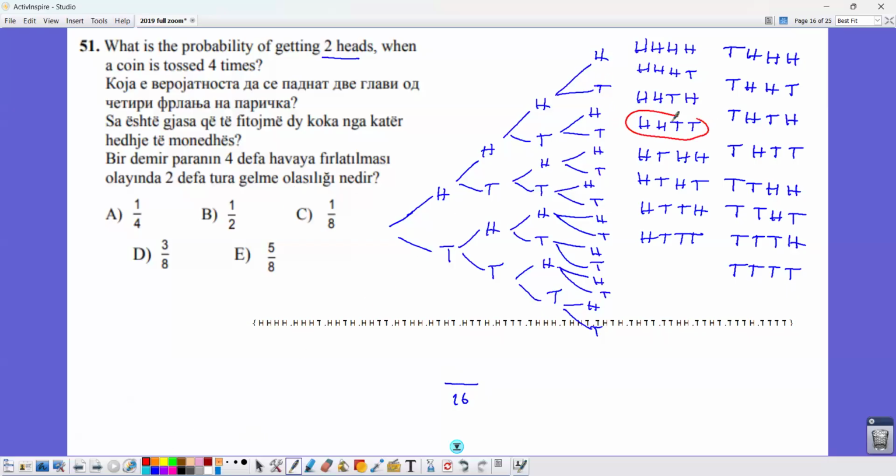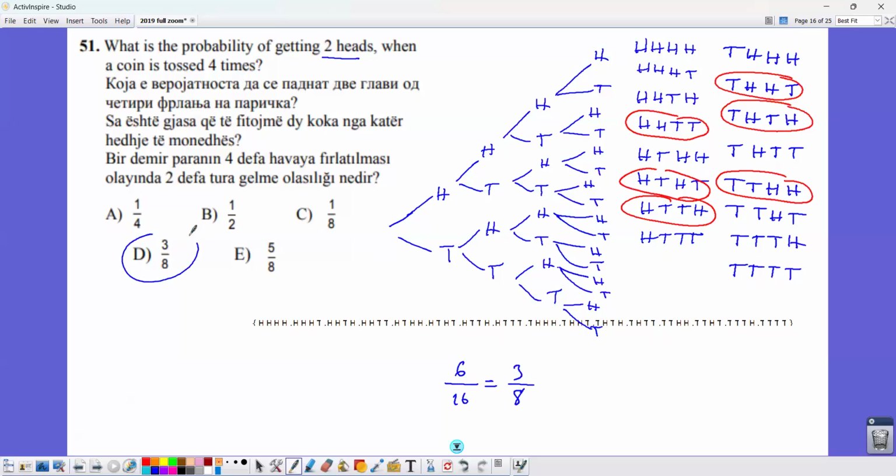Here I have 2 heads. Here I have 2 heads. Here I have 2 heads. Here I have 2 heads. Here I have 2 heads, and here I have 2 heads. How many of them? 1, 2, 3, 4, 5, 6. So I have 6 out of 16 with 2 heads. When I simplify by 2, it will be 3 over 8. So this is the probability of getting 2 heads after tossing a coin 4 times.